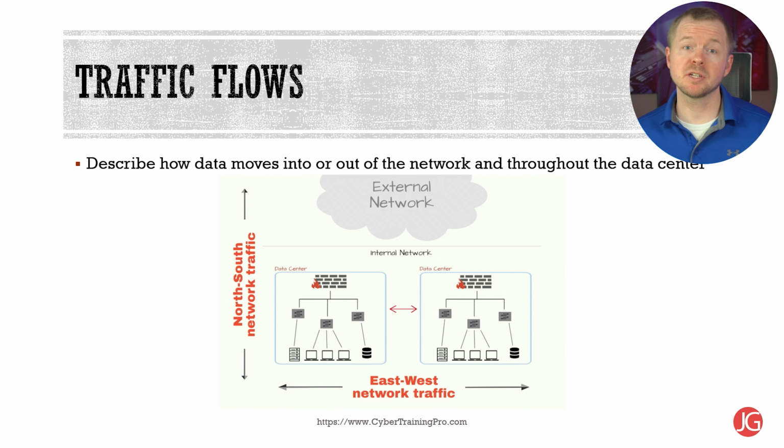Traffic flows are a way of describing how data moves into or out of your network and throughout the data center. The names of the traffic flows are associated to the direction on a compass. So if you had a compass and your network diagram side by side, those are the direction names. North-south traffic describes data moving into or out of your network. Northbound traffic is leaving the network, and southbound traffic is traffic that's entering your network.